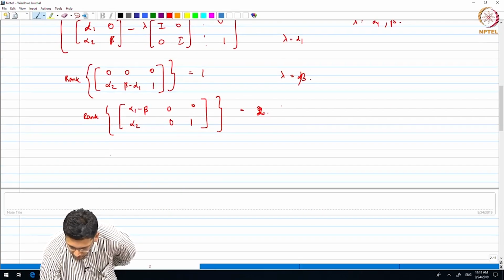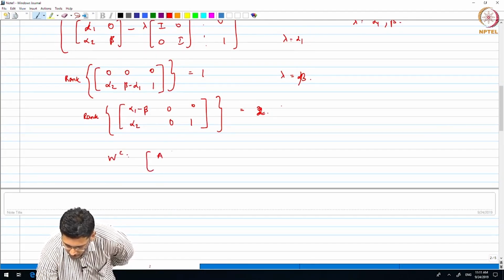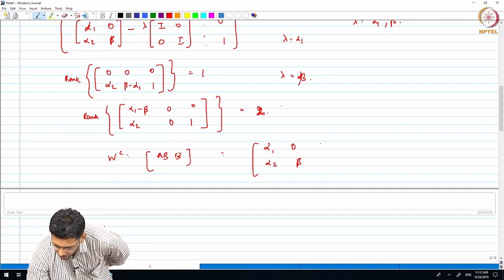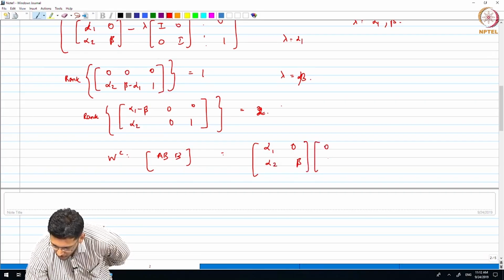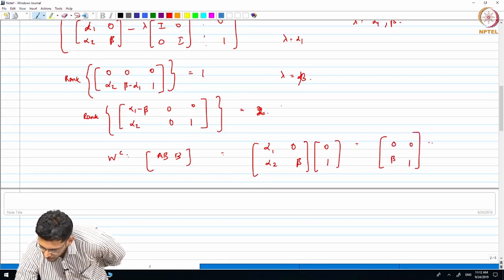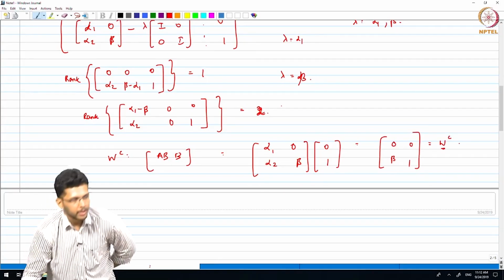We find the SVD of the controllability matrix, which is B and AB. A is alpha 1 0, alpha 2 beta, and B is 0 1. So this will be 0 beta and 0 1. This will be your controllability matrix WC.